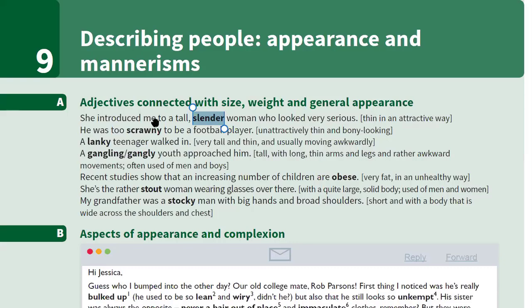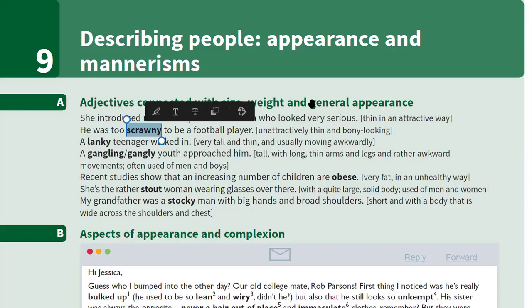Okay, she introduced me to a tall, slender woman who looked very serious, meaning the woman was thin and she was attractive. Okay, meaning she wasn't fat. So she was slender, meaning thin. Okay, next sentence: he was too scrawny to be a football player. Now, the word in bold is scrawny. Now, what's the meaning of the word scrawny? Meaning unattractively thin and bony looking.